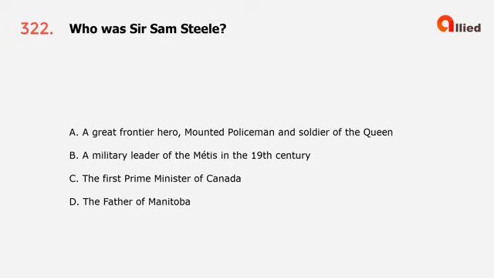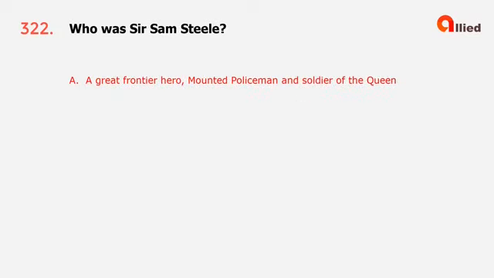Question 322. Who was Sir Sam Steele? A. A great frontier hero, mounted policeman and soldier of the Queen. B. A military leader of the Métis in the 19th century. C. The first Prime Minister of Canada. D. The father of Manitoba. The answer is A. A great frontier hero, mounted policeman and soldier of the Queen.